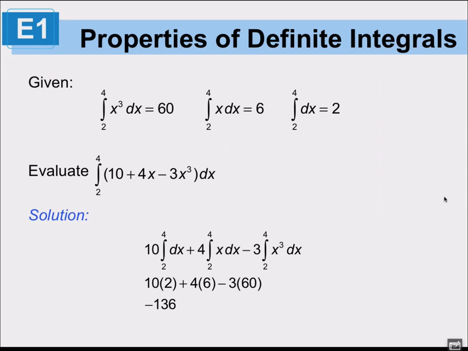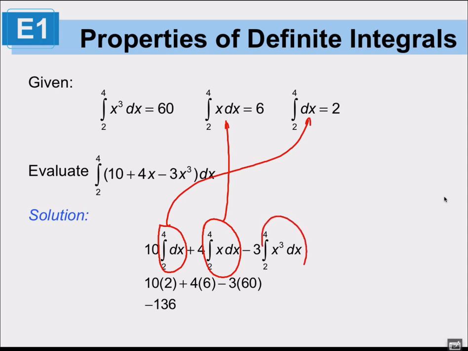Okay, so then I know what this is. That's right there. I know what this is. That's right there. And I know what that is. That's right there. Plugged and chugged. Got my answer.